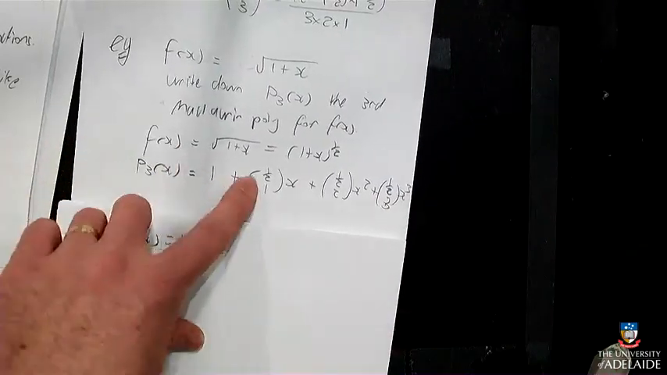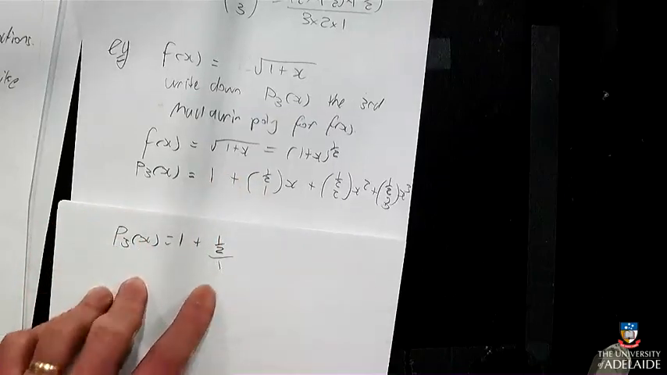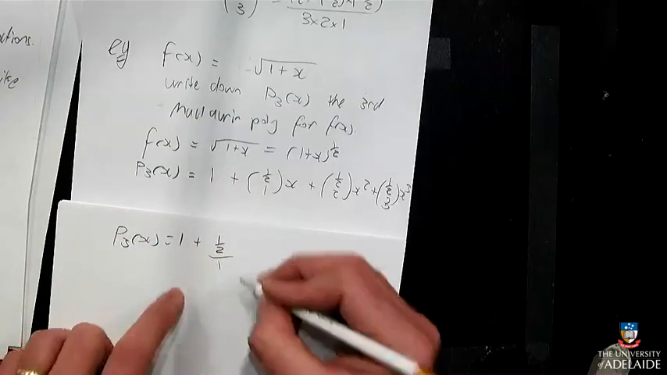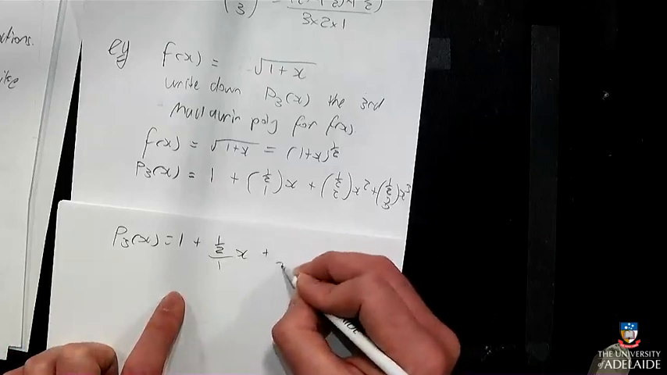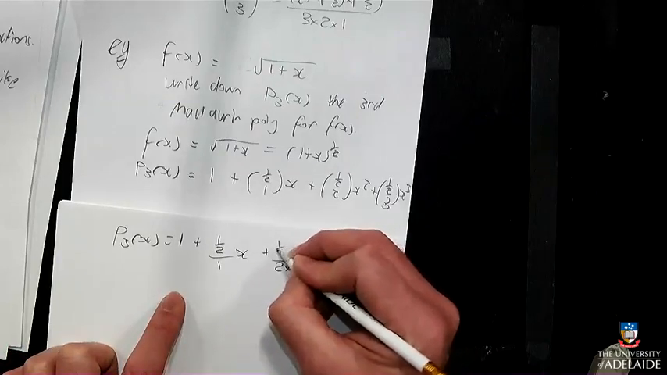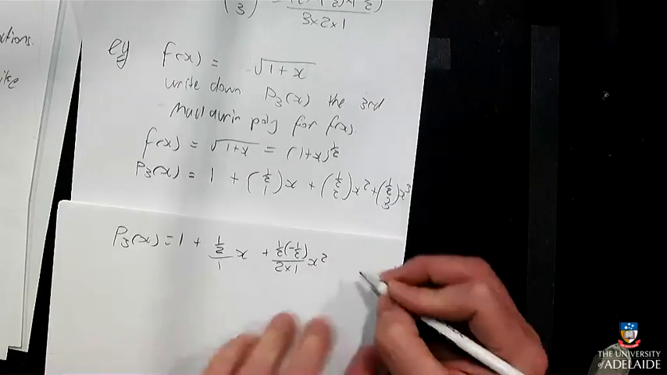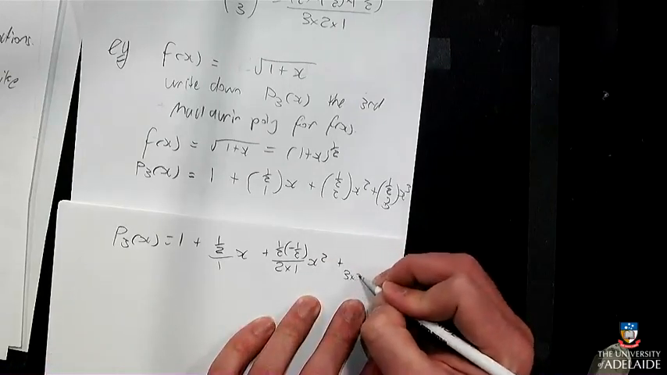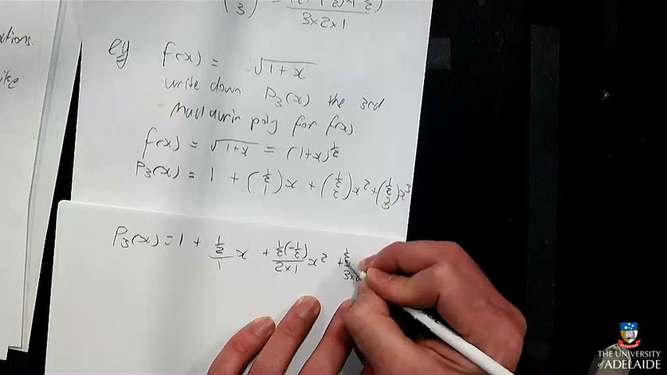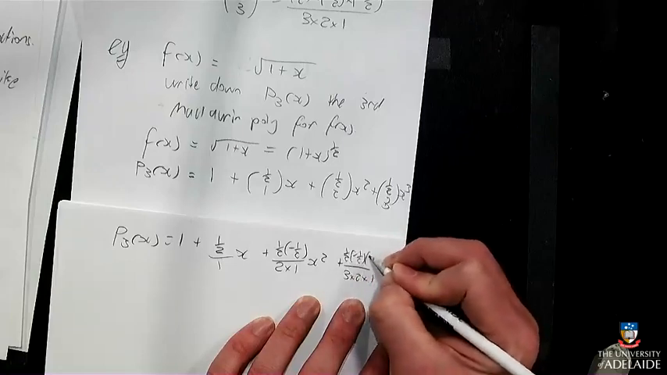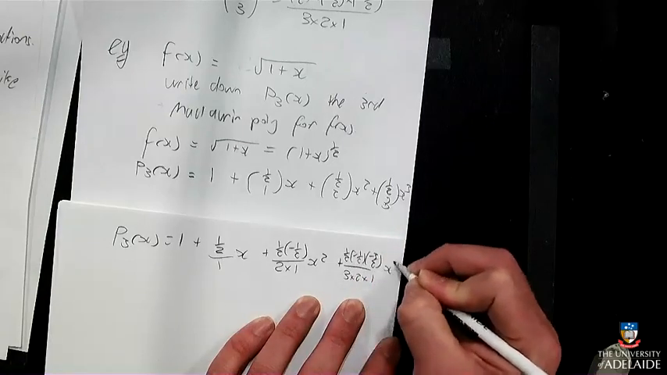So a half choose 1 would have a 1 on the bottom and a half on the top. And a half choose 2 would have a 2 times 1 on the bottom and a half times what I get when I go down by 1 on the top. And a half choose 3 would have 3 times 2 times 1 on the bottom, and a half, minus a half, minus 1.5 on the top, like that.